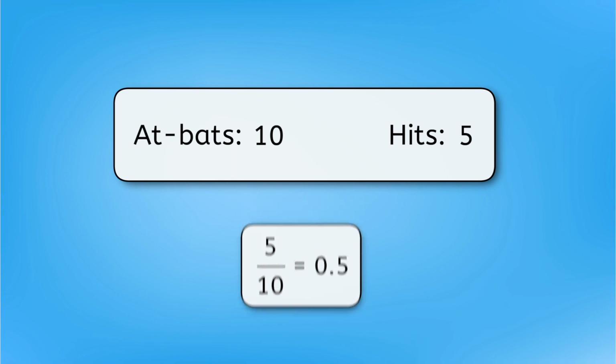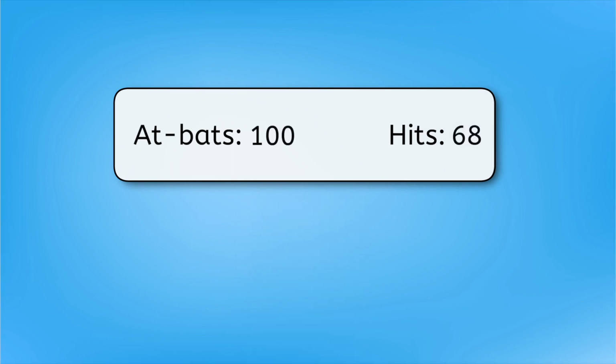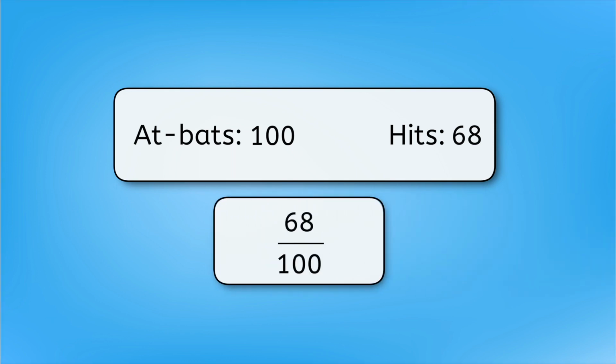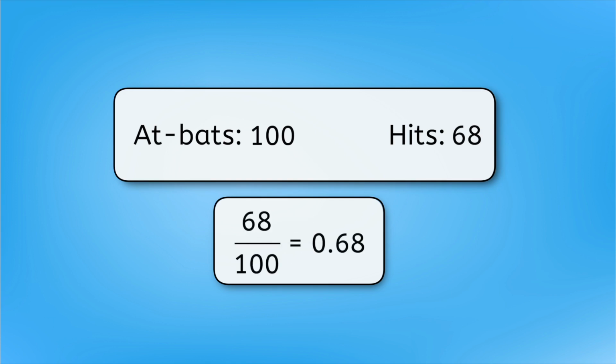Okay, so let's say a player went up to bat 100 times and hit the ball 68 times. How could we write that as a fraction? That would be 68 over 100, or 68 hundredths, which as a decimal is 0.68.